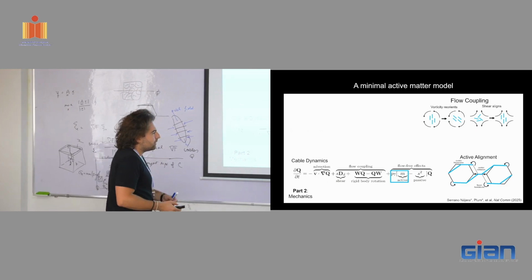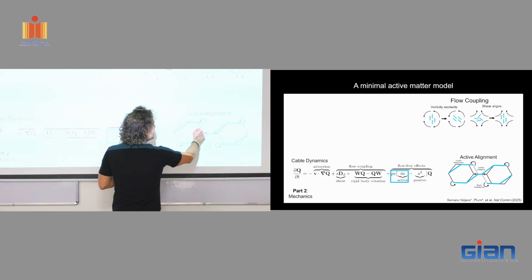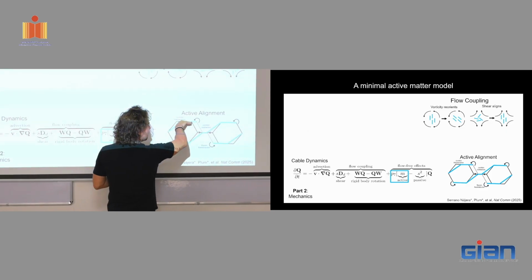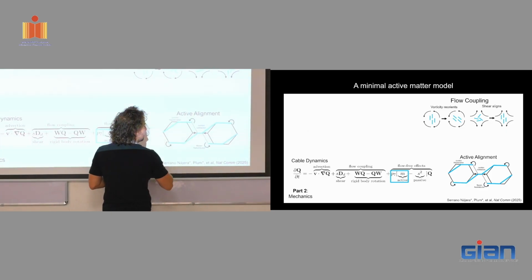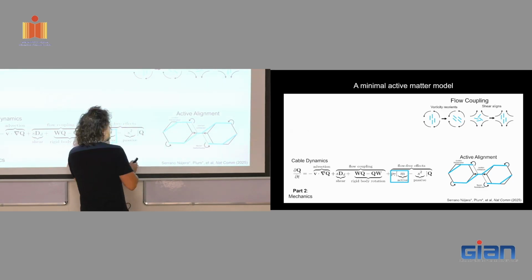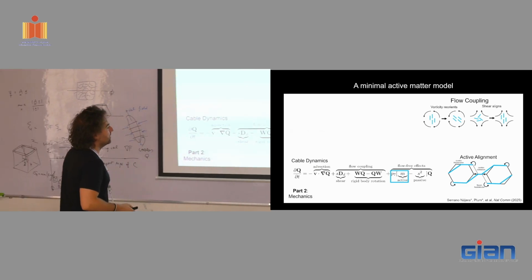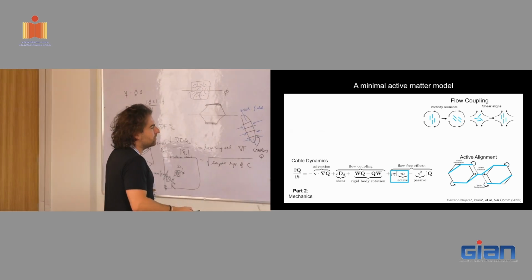So the active alignment is that you start contracting this junction, and then you redistribute myosin in the direction of contraction. This is where the myosin is going to be more polarized, and therefore, because you're polarizing more in this direction, you're going to increase the nematic order parameter. So we call this active alignment. And then you just have a passive relaxation.